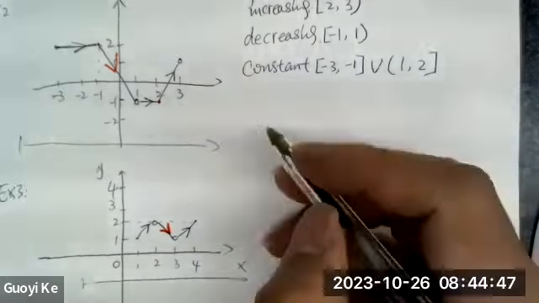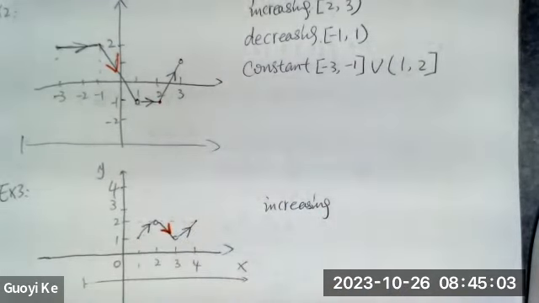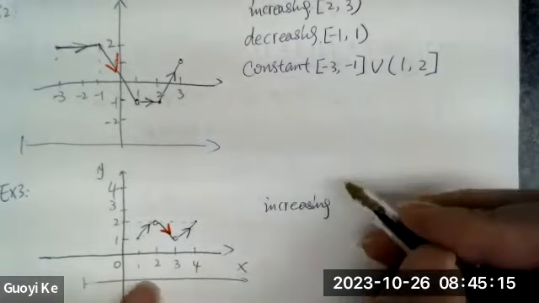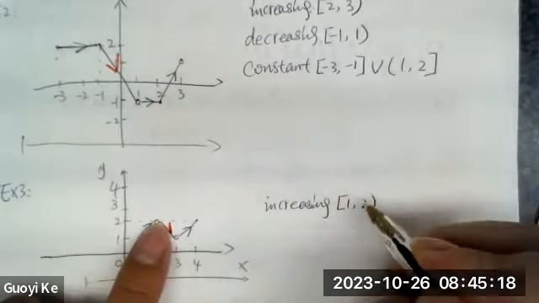And now you can write down the interval. Increasing is the up arrow, so this part and this part, make sense? For this part, it's from 1 to 2. It's always about x values. So 1 is included, 2 is not included because of the open circle. And union from 3 to 4, 4 is included, 3 is not included because of the open circle.